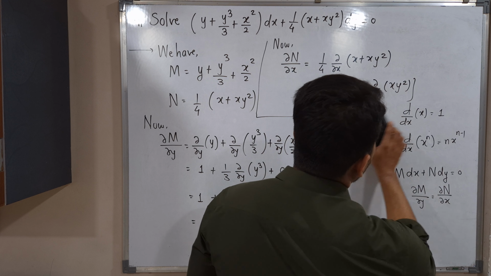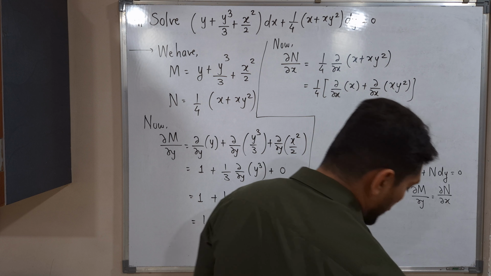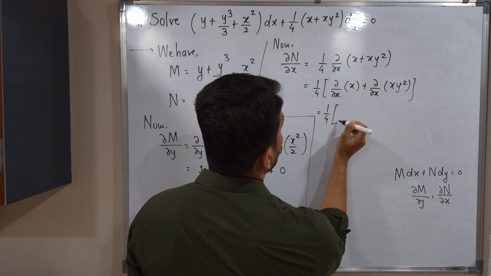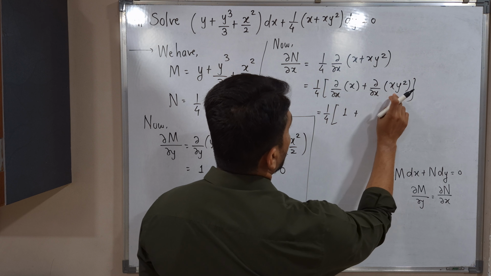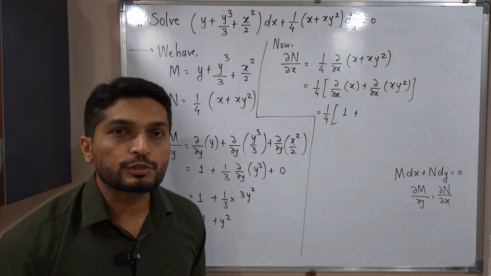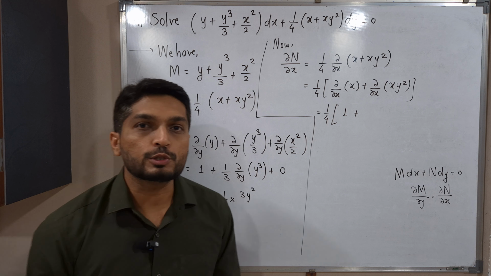Okay. So let me remove this part, so I will get more space to write. So 1 by 4 derivative of x with respect to x is 1. If you think about the second term, y square is constant. Since we are differentiating with respect to x, y square, being constant, will come outside, and inside you will have simply x.